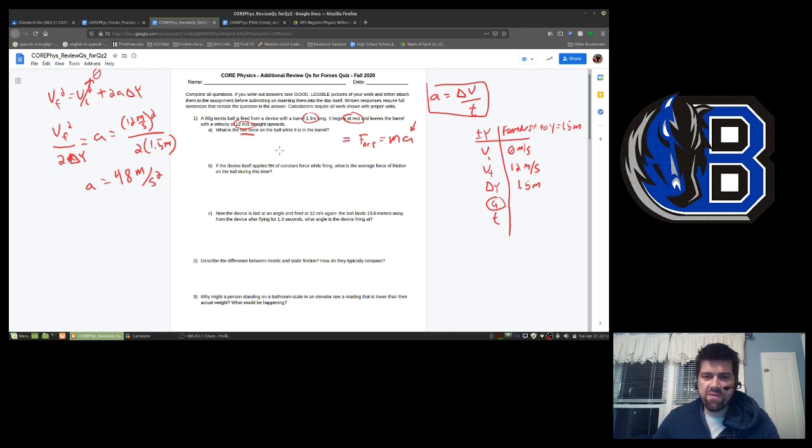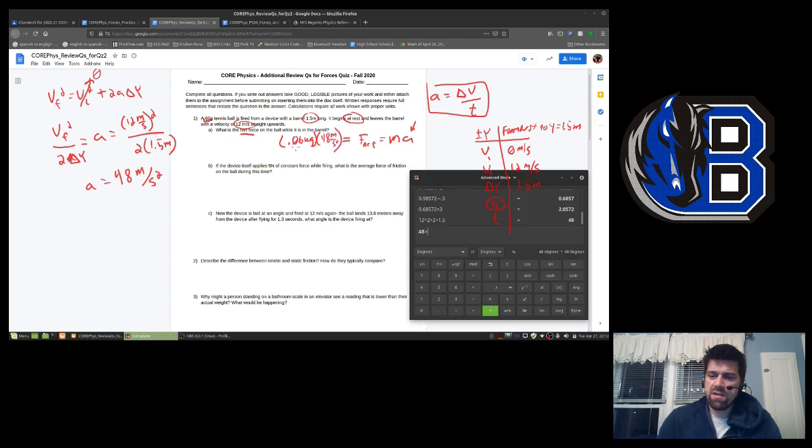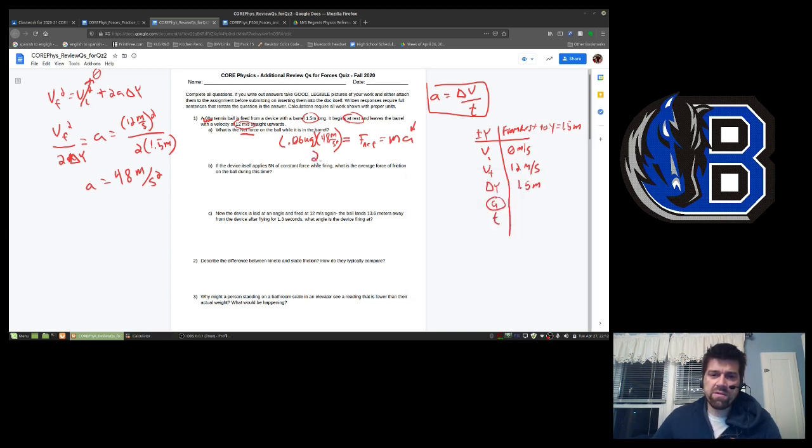I wanted the net force on the ball. So I got my 0.06 kilograms, times 48, and that's 2.88 newtons is the net force.